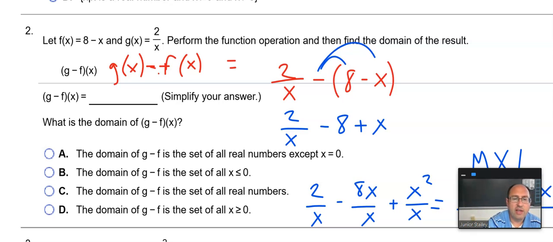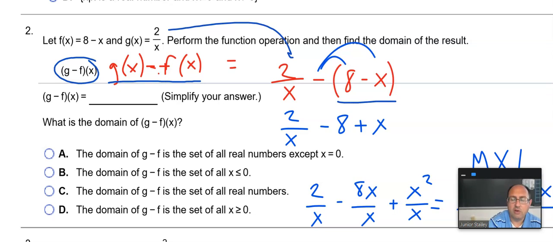So g of x minus f of x. That's what we're talking about. Well, the g of x function, right? That's this one. Minus the f of x function. That's that one. We're going to distribute that -1 to both.